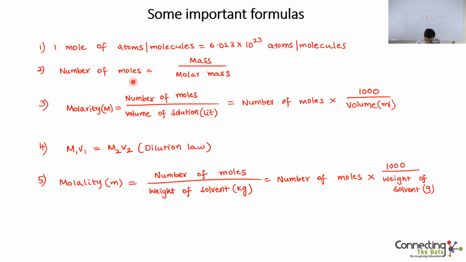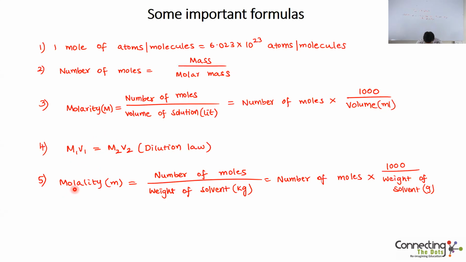Next, number of moles is equal to mass by molar mass. Third, molarity is equal to number of moles by volume of solution in liters. If you want to convert liters into milliliters, it will be number of moles multiplied by 1000 by volume in ml. The other important law in this chapter is the dilution law. When you dilute a solution, what will be the concentration? The initial concentration is M1 with a volume V1. When you dilute, the final volume becomes V2 and the final molarity becomes M2. So M1 V1 is equal to M2 V2.